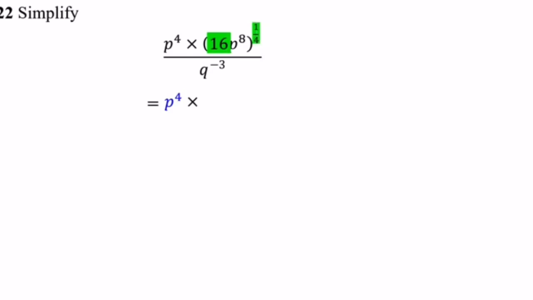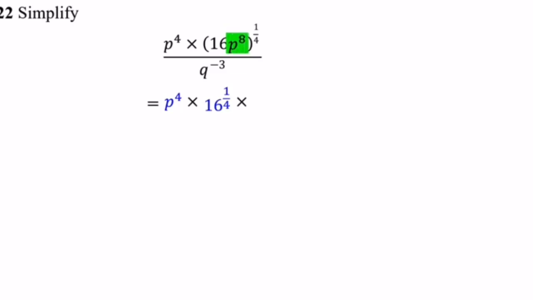Understand? The power you have to multiply according to the indices law. Remember, a power m, all power n, equals a power m times n. This is the indices law when you multiply the power. So whenever you see a power on a power, we will multiply. Same thing applies to p. p is to the power of 8, right? The index is 8, so you take 8 times 1 over 4. So you simplify like this.